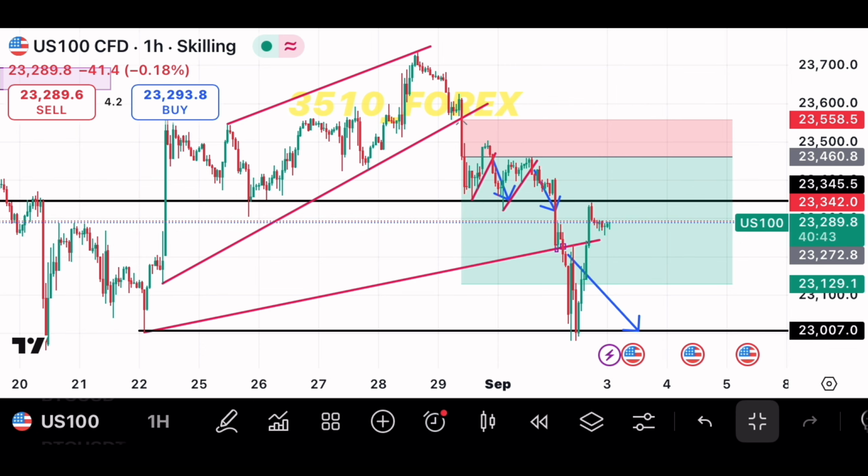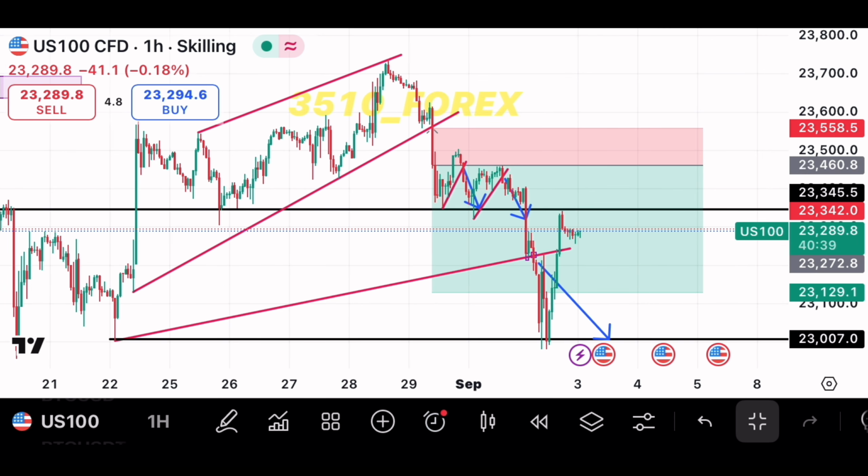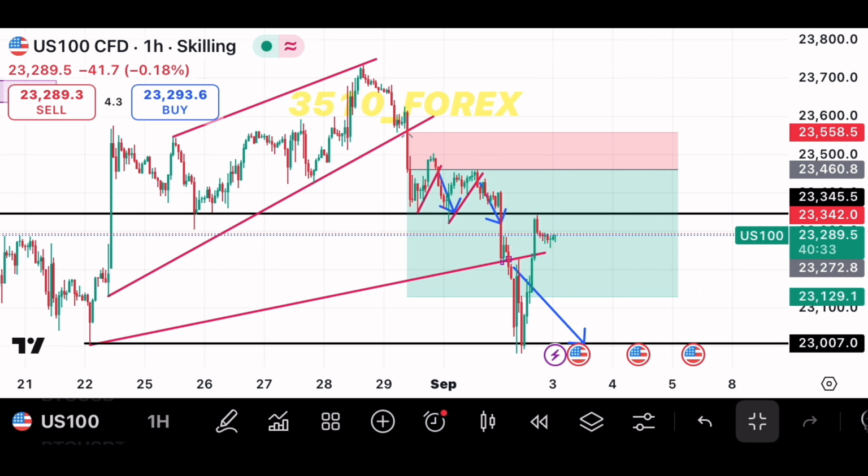This was not actually luck. It was based on analysis, patience, and proper risk management. So let me break down everything and show you how exactly I caught this move.